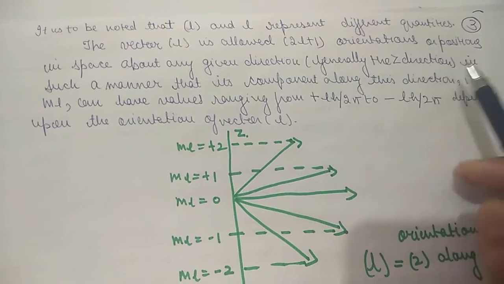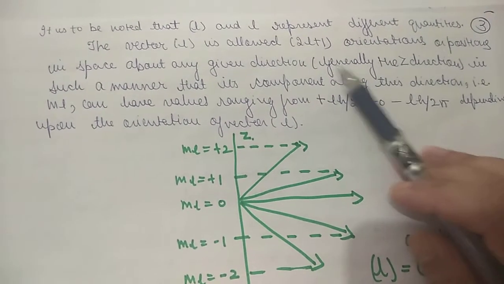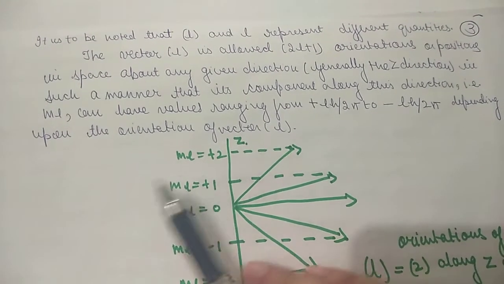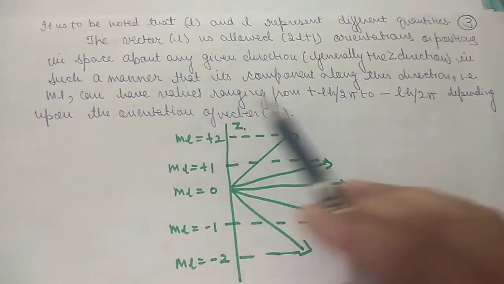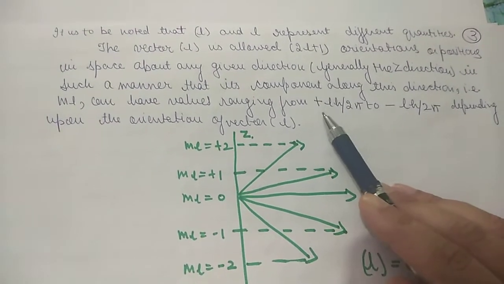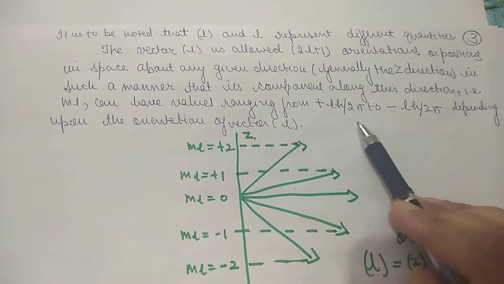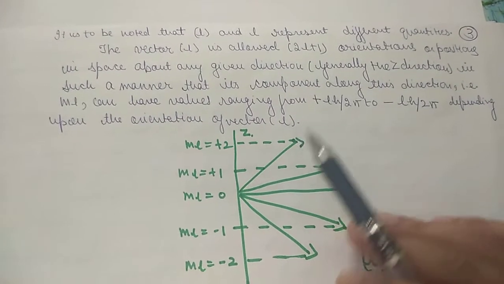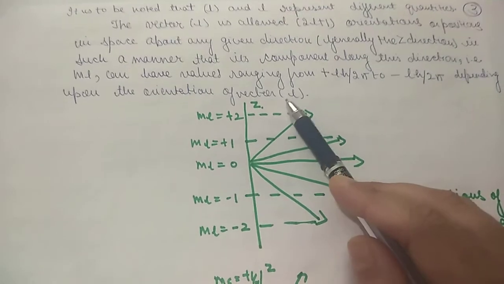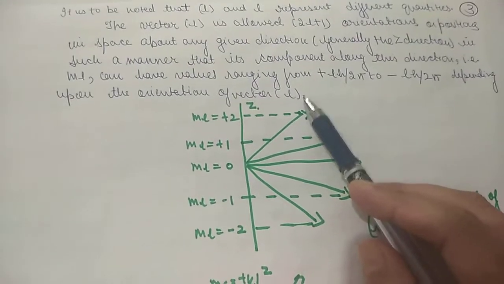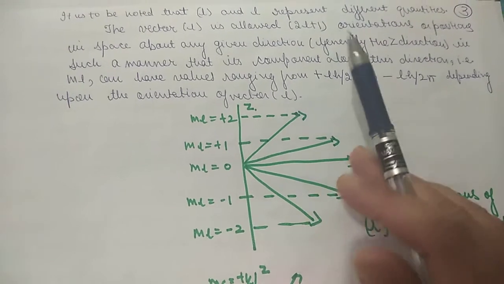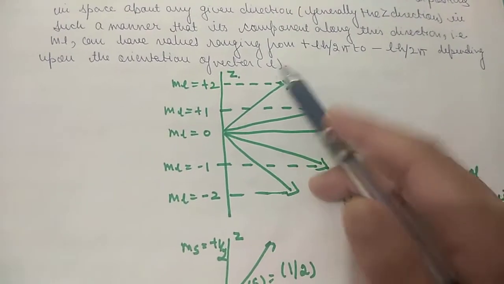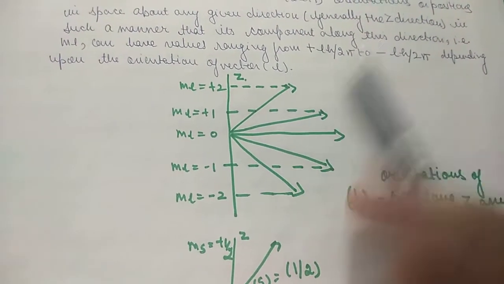About a particular direction, how many orientations can L have? 2l plus 1 orientations it can have, in such a manner that its component along this direction, that is ML, can have values ranging from l h upon 2 pi to minus l h upon 2 pi, depending upon orientation of the vector L. Now this L is the vector quantity which represents orientations or positions in space in a given direction. And which direction do we take? We take the Z direction into consideration. This represents how many orientations are possible.